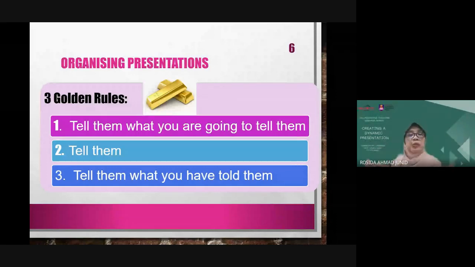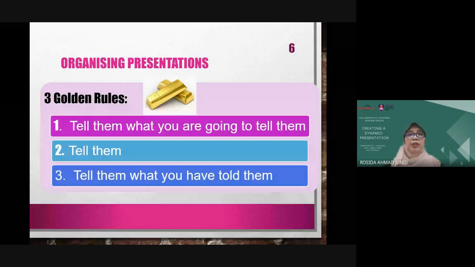Number 1, tell them what you are going to tell them. As simple as that. Rule number 2, just tell them. And rule number 3, tell them what you have told them. Remember, when you are organizing your slides, remember these 3 things. Number 1, tell them what you plan to tell them. The second process is you just tell them. And the third process is tell them what you have told them.